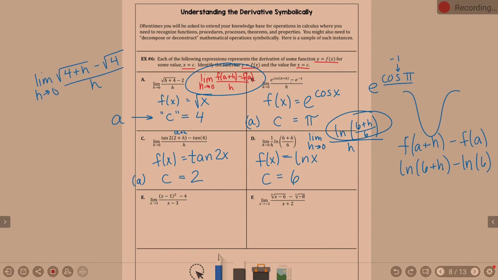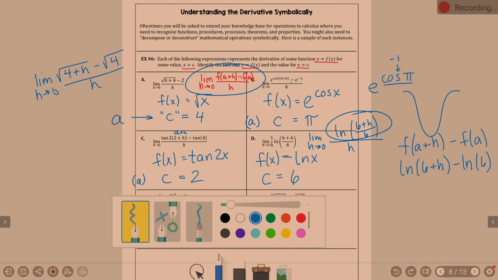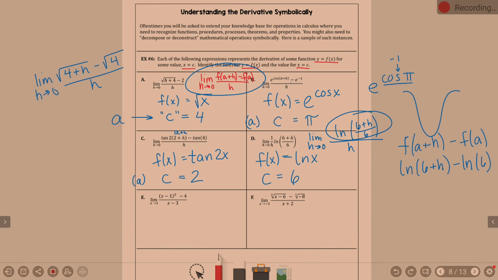Okay. What do you notice about E and F? Yeah. It's not h approaches 0, is it? It's not h in the denominator. This is that other form. This is that alternate form. So I'm going to write it here so we have it beside us. This is the limit as x approaches a of f of x minus f of a all over x minus a.